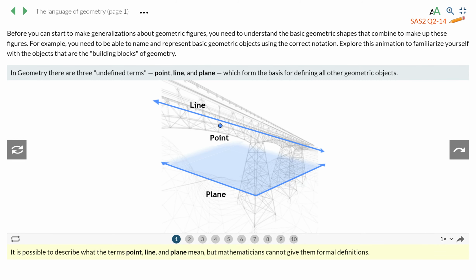In geometry, there are three undefined terms: point, line, and plane, which form the basis for defining all other geometric objects. It is possible to describe what the terms point, line, and plane mean, but mathematicians cannot give them formal definitions.